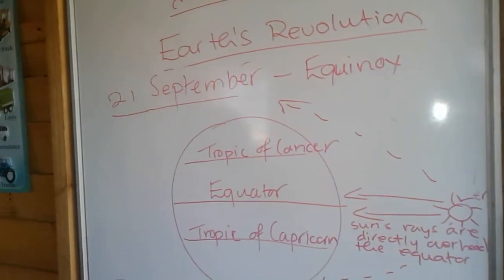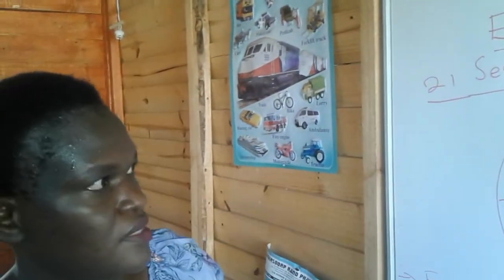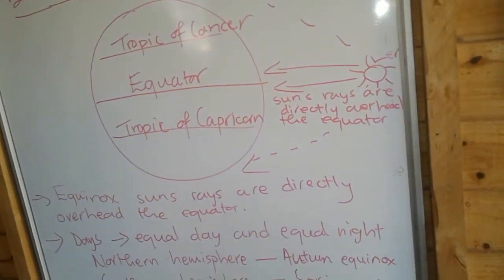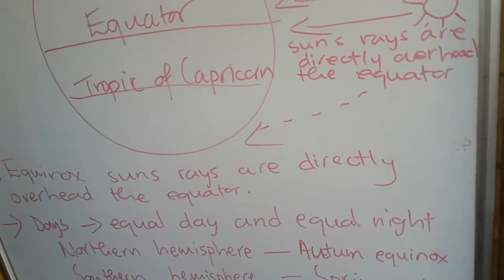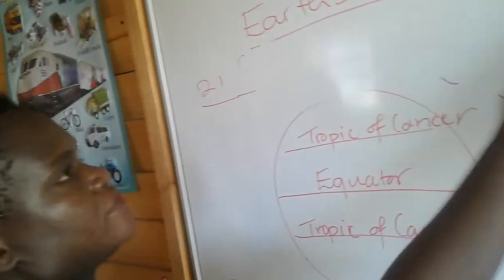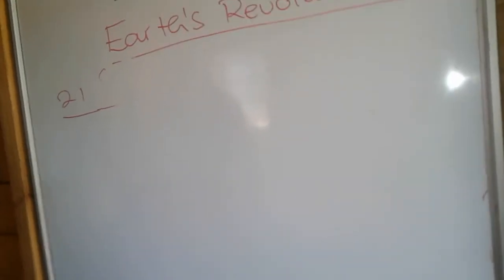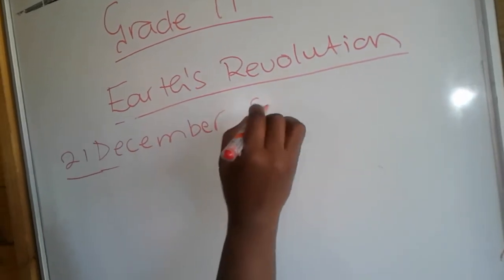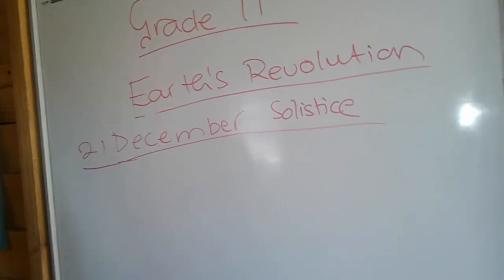And grade 11s, you really need to know what happens here. The earth continues to revolve, and now it reaches 21 December. I'm now explaining the second solstice. 21 December. It's another solstice. What happens within the solstice?